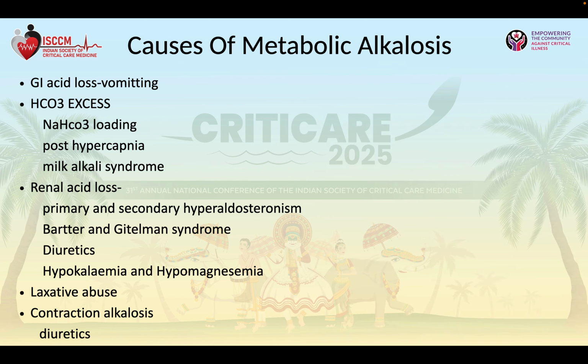Now there are various causes of metabolic alkalosis. They are either a GI acid loss, that is vomiting, or excess of bicarbs, as in the case of increased soda bicarb IV, post hypercapnia, or milk alkali syndrome. There can be renal acid loss like primary or secondary hyperaldosteronism, Bartter or Gitelman syndrome, diuretics, or hypokalemia and hypomagnesemia. It can also be seen in laxative abuse or contraction alkalosis in the form of diuretics. So these are the causes which you should be aware of.